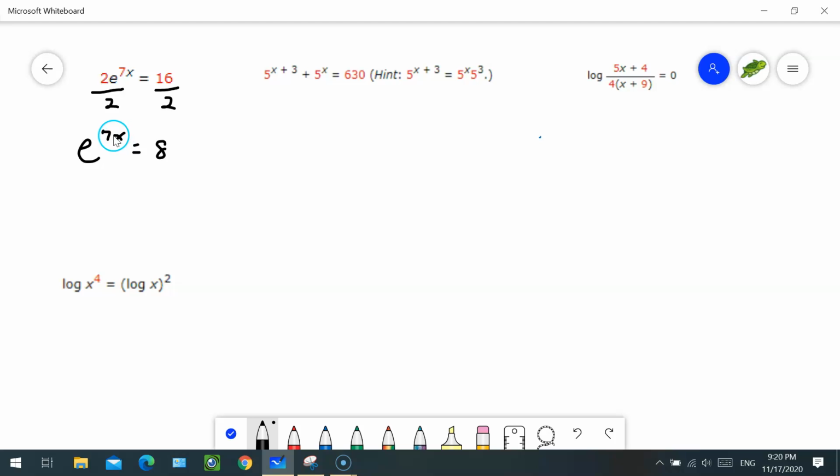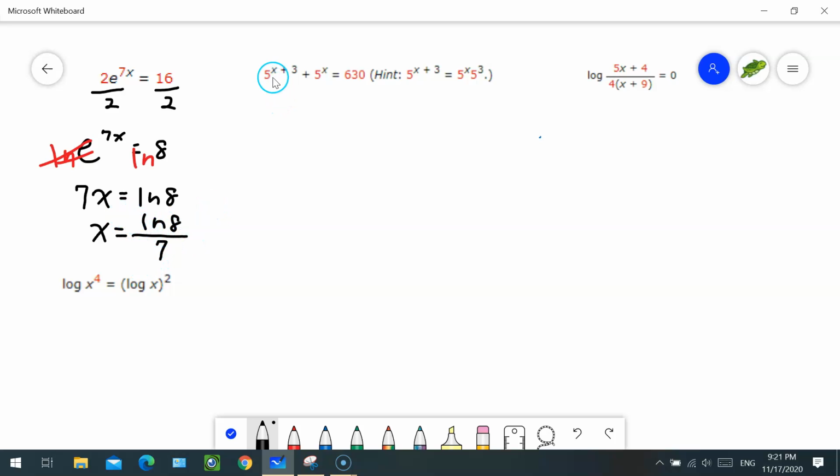In order to solve for x, we can apply the power rule to bring the 7x to the front. Since this is e, I'm going to raise up ln on both sides. Then this ln will reduce with the e. Now the left hand side, we only have the 7x left, equal to ln 8. So divide by 7 on both sides. I will get ln 8 over 7 as the solution of x.